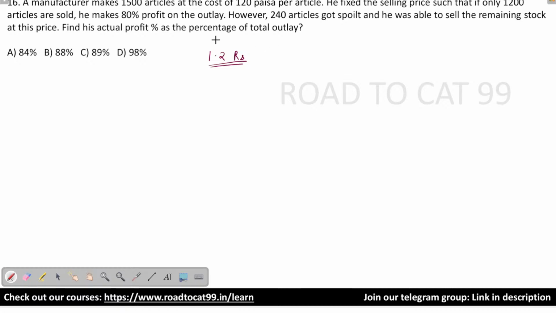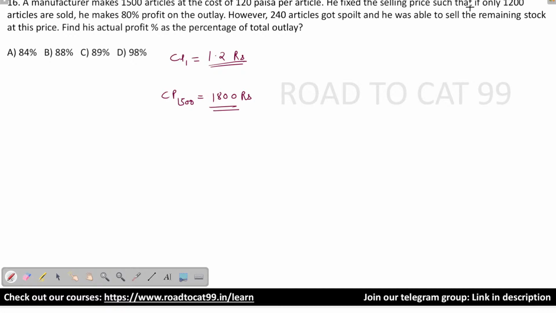So basically पहले ये देखो, the cost price for one article is 1.2 rupees, right? So I can say cost price for 1500 articles will be 1.2 into 1500, right? So this will be 1800 rupees, right? So cost price of 1500 articles is 1800 rupees, right?